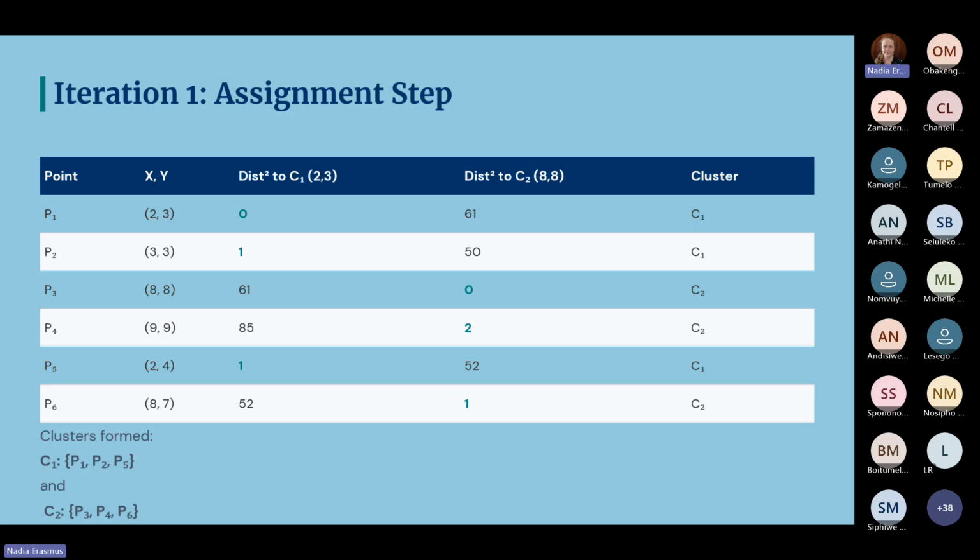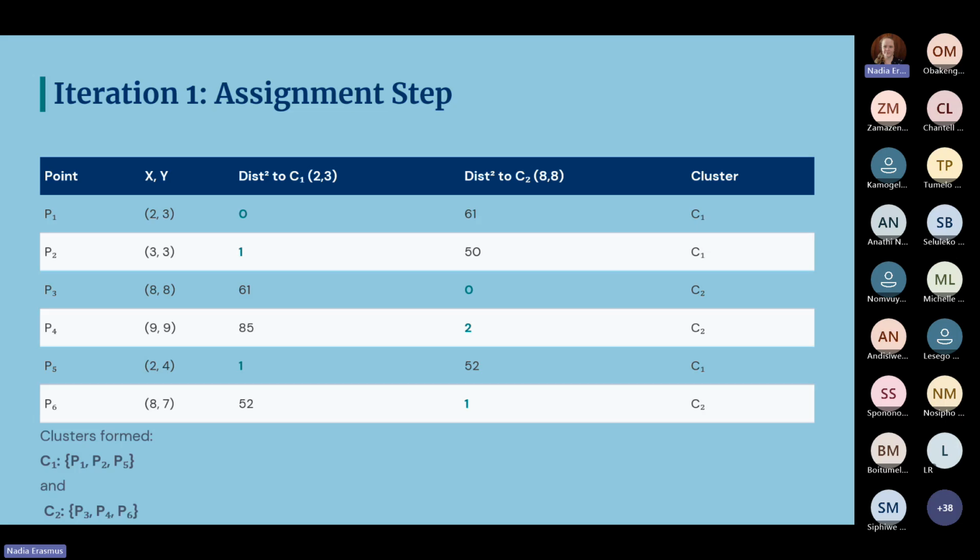And that is how you carry on, and all of the points then form clusters. So we have two groups around the two centroids. Centroid 1 has points 1, 2, and 5, because 5 is close to centroid 1. And centroid 2 has points 3, 4, and 6, because 6 is close to centroid 2.